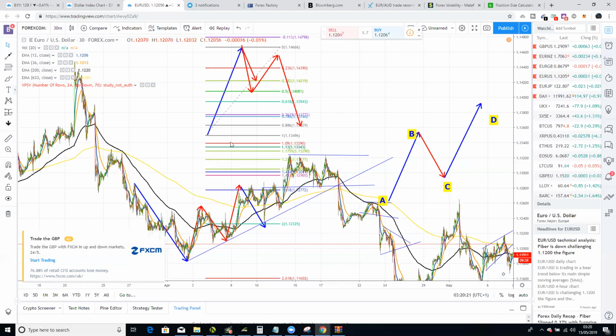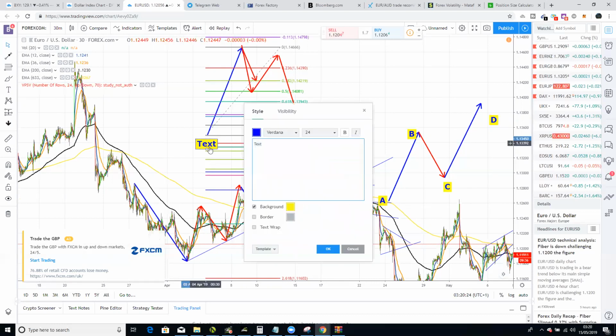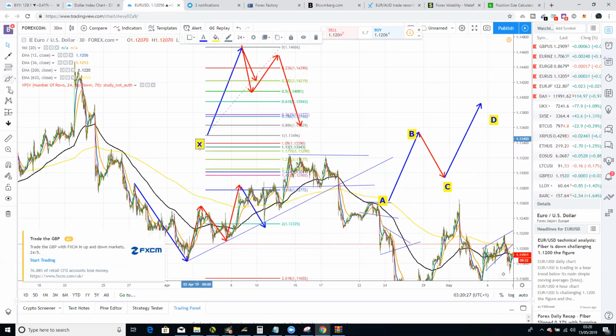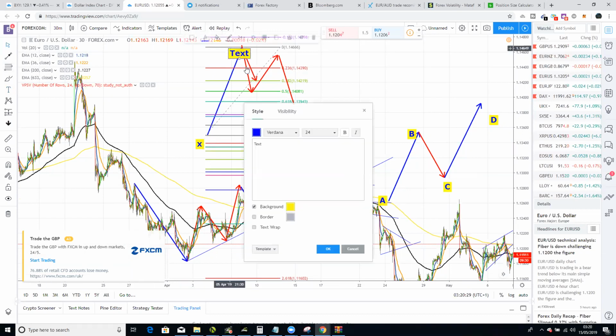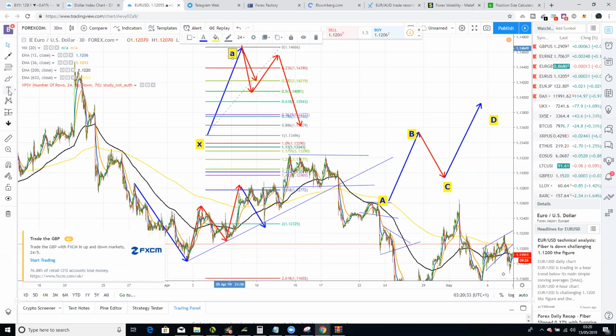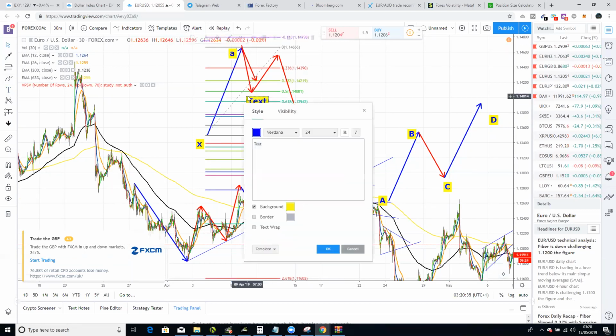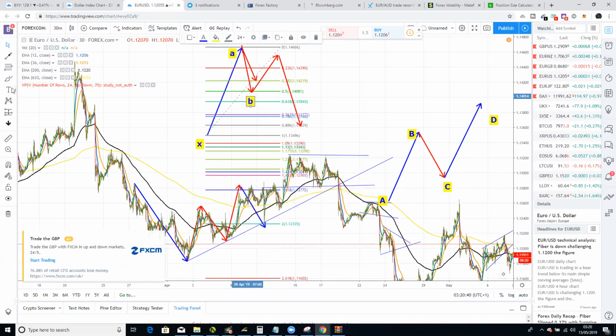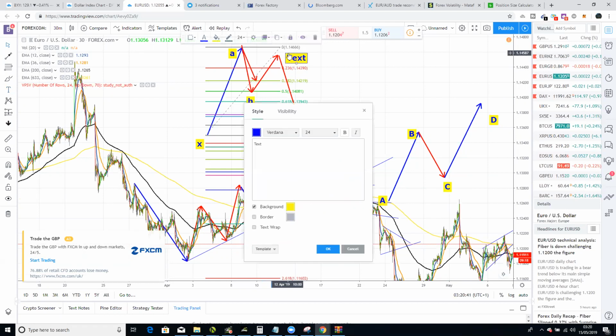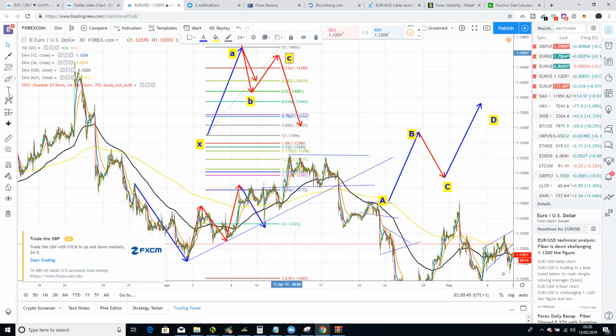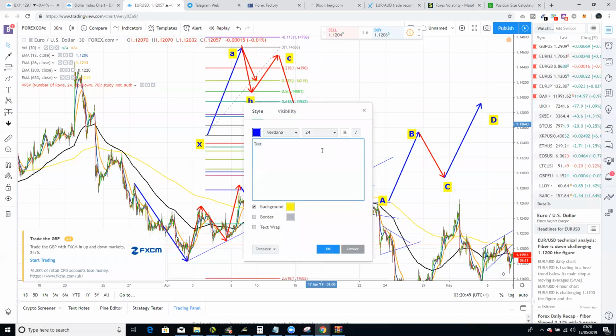So let's label this now. So this will be X, and this will be A, all right? And this will be B, and okay, and this will be C point, okay, and then this will be D point right there at the 88.6. All right, so that's D point.